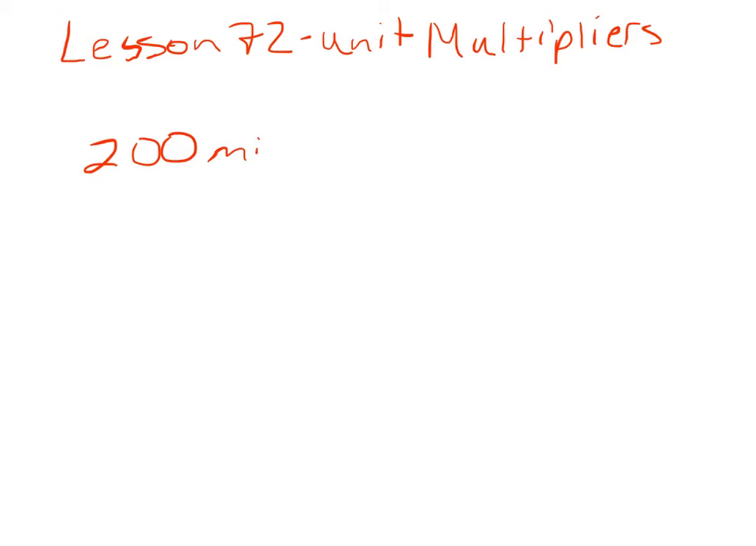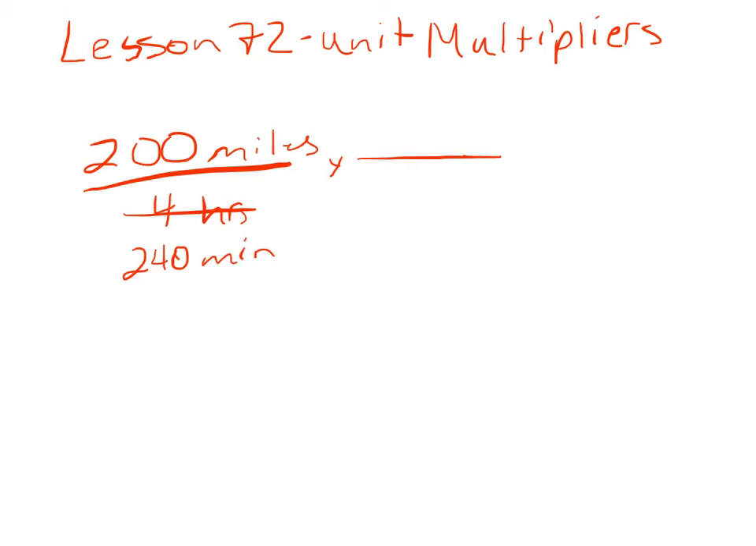200 miles, and I did that in a trip of, say, 4 hours. So now I need to reduce that. Sorry, not hours down there, but 240 minutes. And now over here I want to get rid of the minutes and change that to hours, so I have 60 minutes. 60 minutes equals 1 hour.